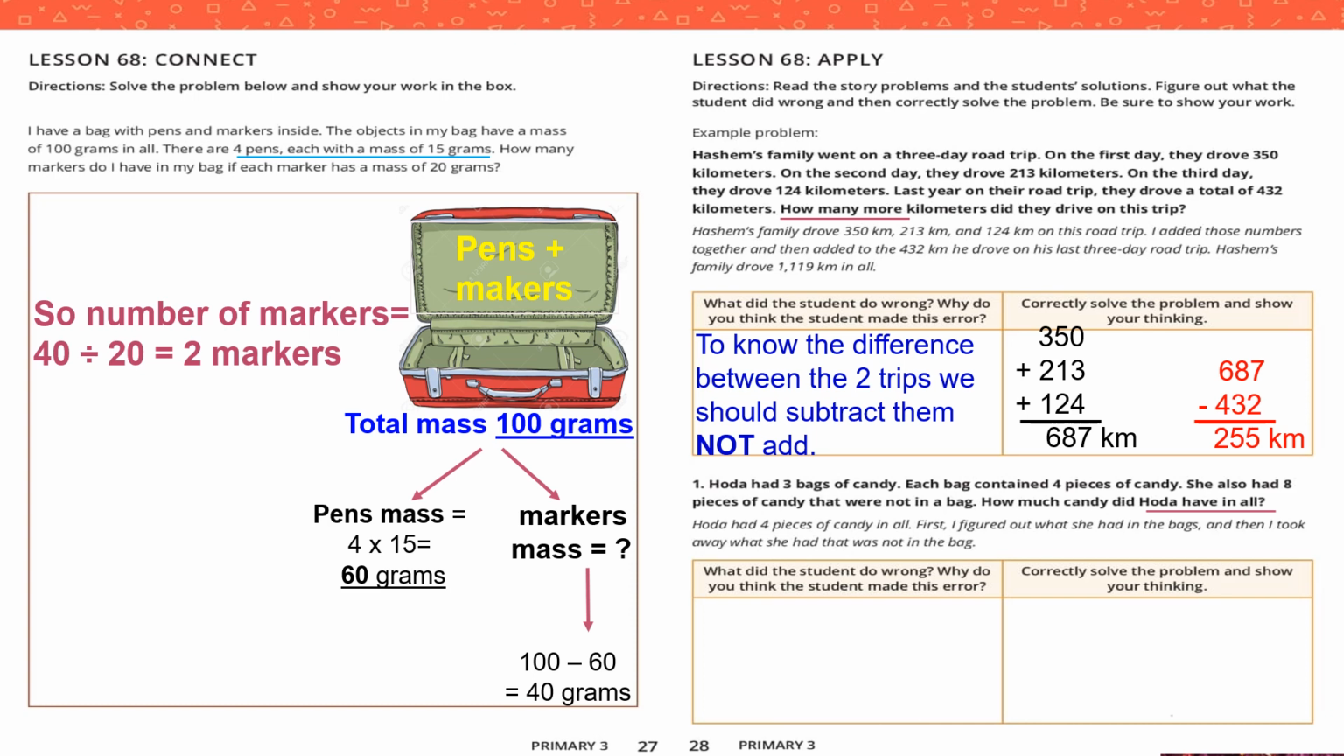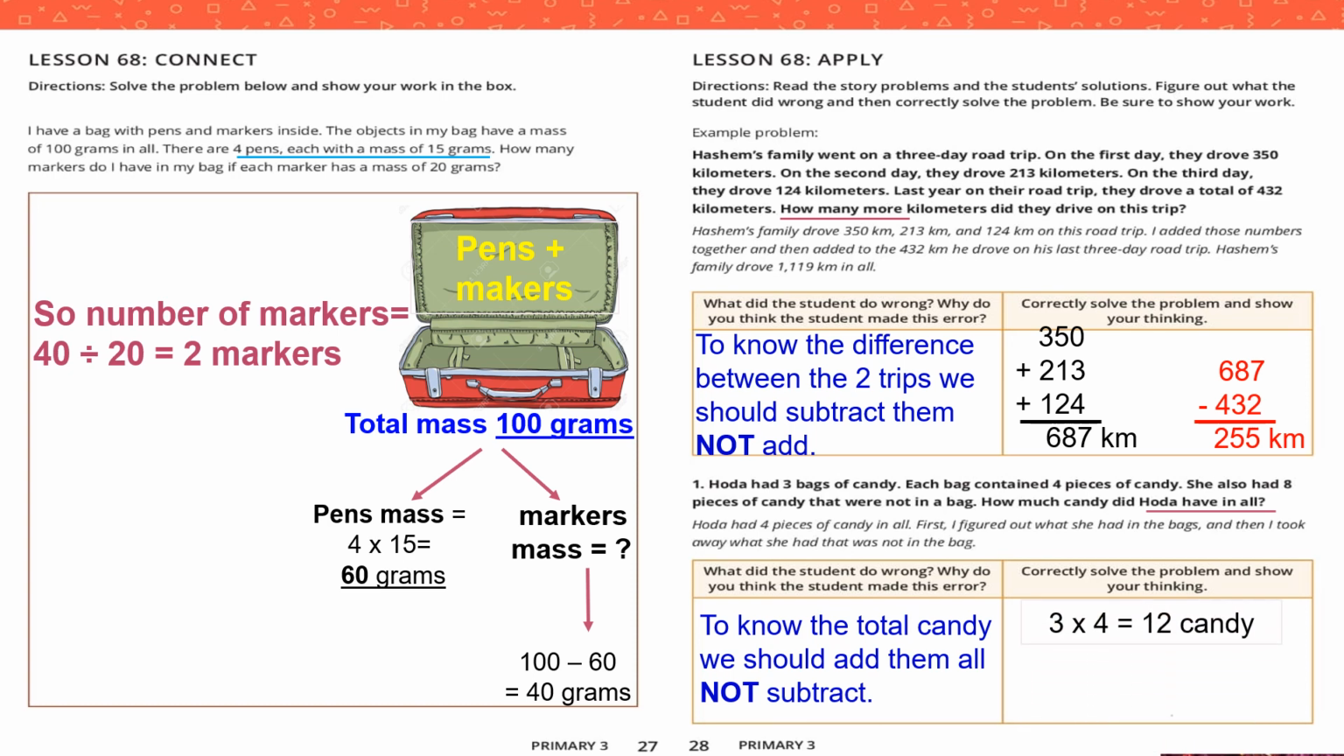The student solved what? Huda had 4 pieces of candy in all. I figured out what she had in the bag and then I took away what she had. Should we take this away? Sure, no. I should add all of them. He wants to know what she has in all. To know the total, we should add them all, not subtract.